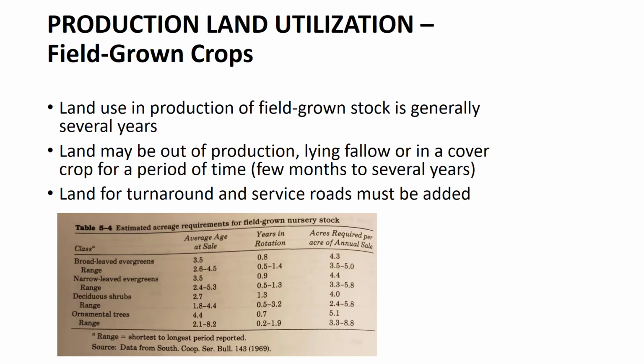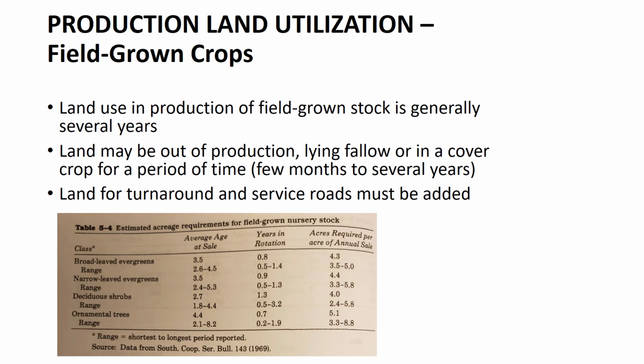Land use in the production of field-grown stock is generally planted for several years. In addition, the land may be out of production, either lying fallow or in a cover crop for a period of time that will vary from a few months to a number of years prior to replanting. One saleable acre of nursery crops will require a number of non-saleable acres to support the production program. The table on the slide lists estimated acreage requirements for selected classes of field-grown nursery stock.